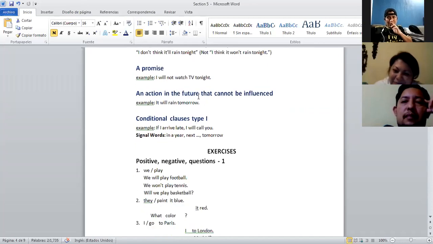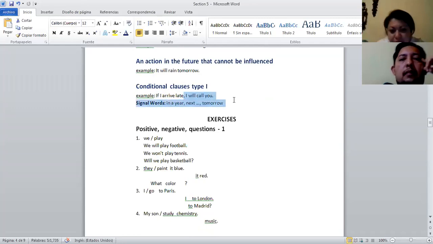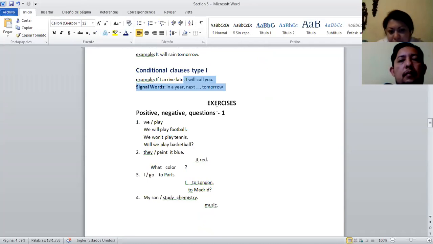Okay. An action in the future that cannot be influenced. For example, it will rain tomorrow. So that's what I think. So that cannot be influenced. Now, include conditional clauses. Okay. For example, if I arrive late, I will call you. Okay. So there is the condition and there is the result in the future. Signal words for this tense: again, in a year, next, tomorrow. Just like going to. Okay, questions.